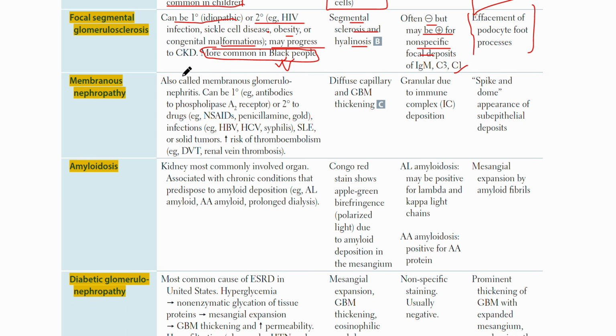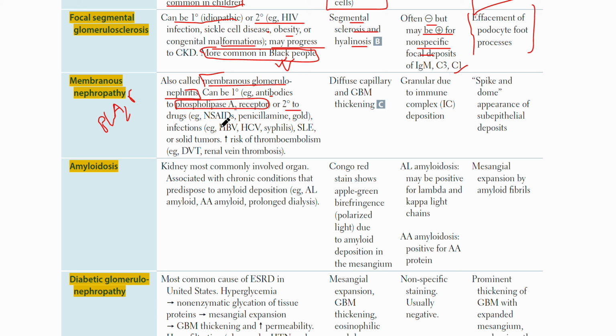And in membranous nephropathy, it is also called membranous glomerulonephritis. It can be primary, for example, antibodies to phospholipase A2 receptor. This is primary case. PLA2 receptor, you can remember like that. PLA2 receptor, this is very high yield, and they ask you in USMLE Step 2 one question.